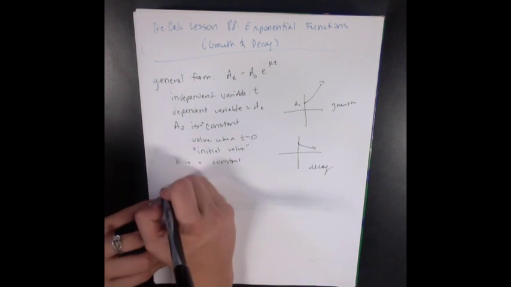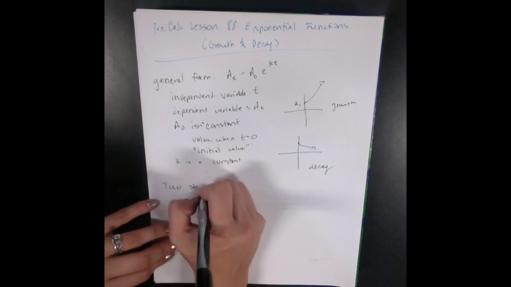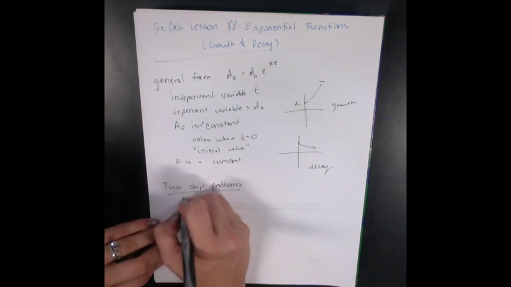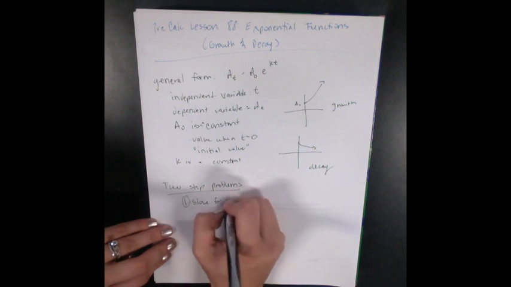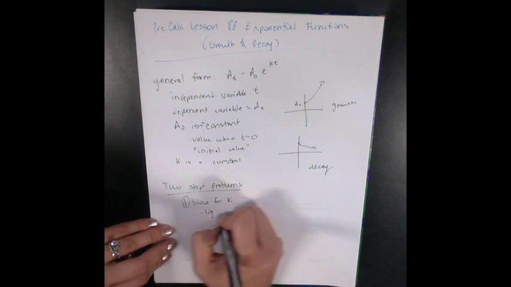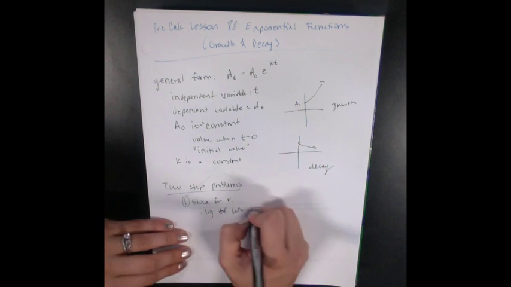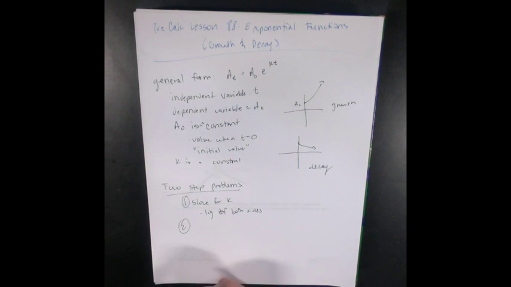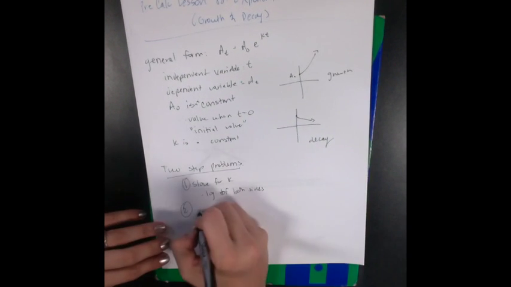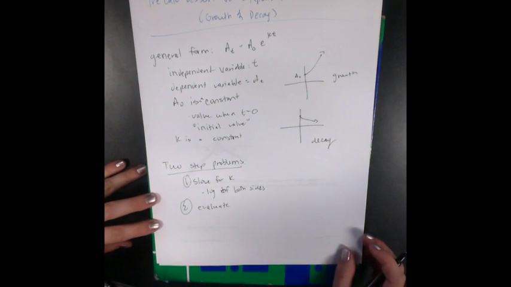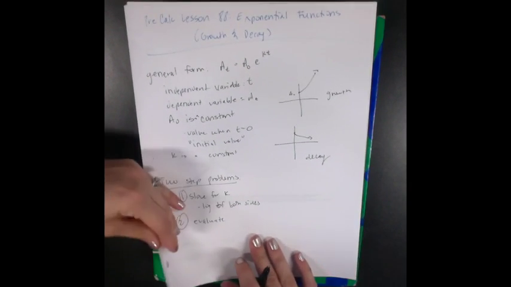Okay, and these are two-step problems where the first is solve for k, and we solve for k by taking the log of both sides. And our second step is we evaluate or solve. And in this case, it really just depends on what the question is asking of you. Okay, so I can turn my page.